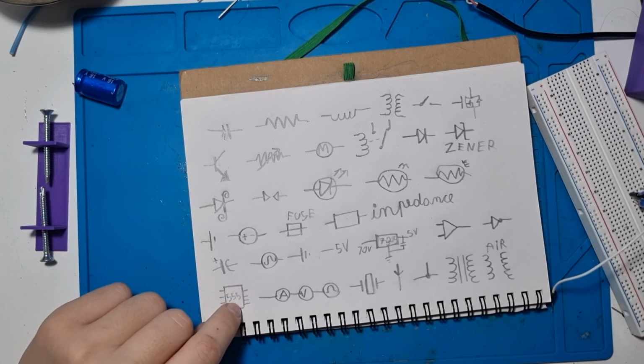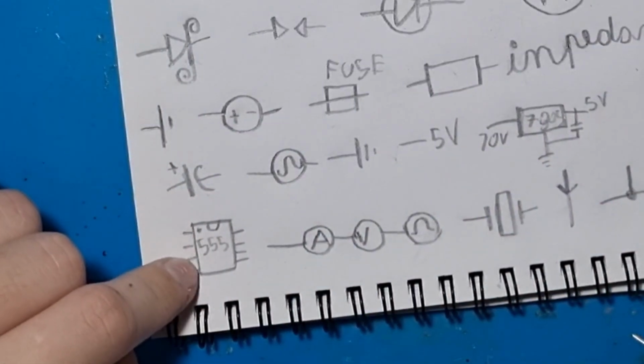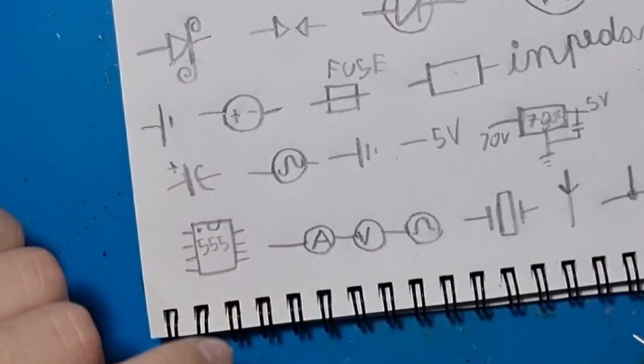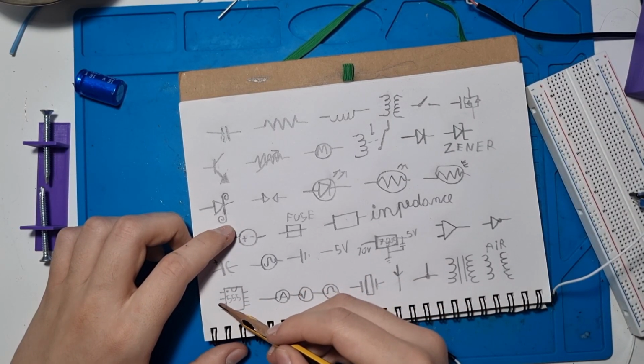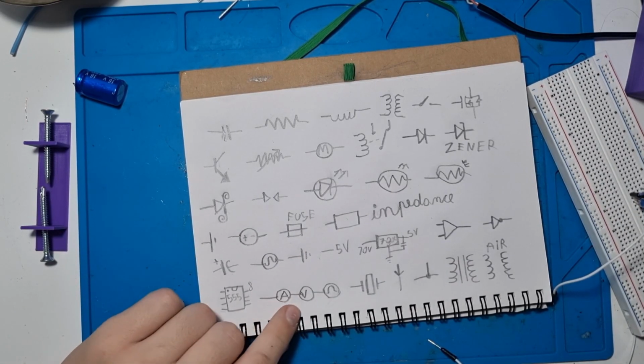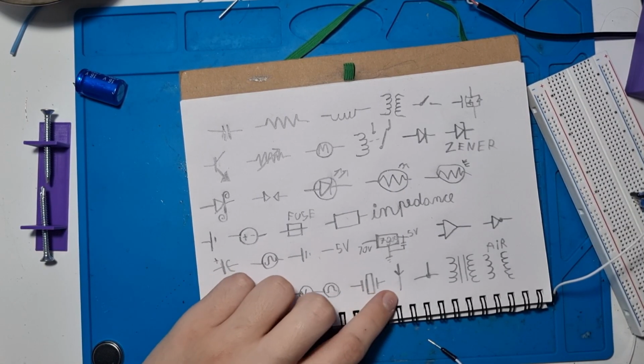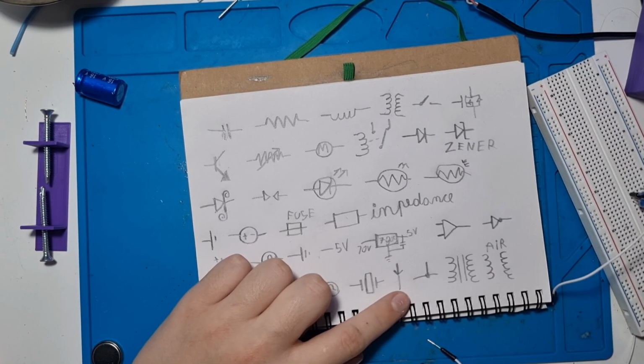Usually on the 555 there's a notch right here. The dot indicates pin 1, and it goes 1, 2, 3, 4, 5, 6, 7, 8. So this is 8. Here we have an amp meter, a voltmeter, and an ohm meter. Here we have a crystal oscillator, antenna, and a node, a circuit node.